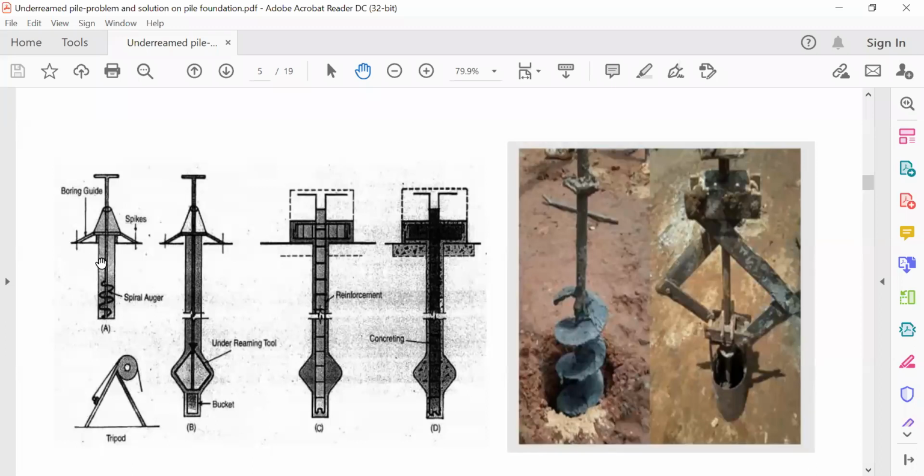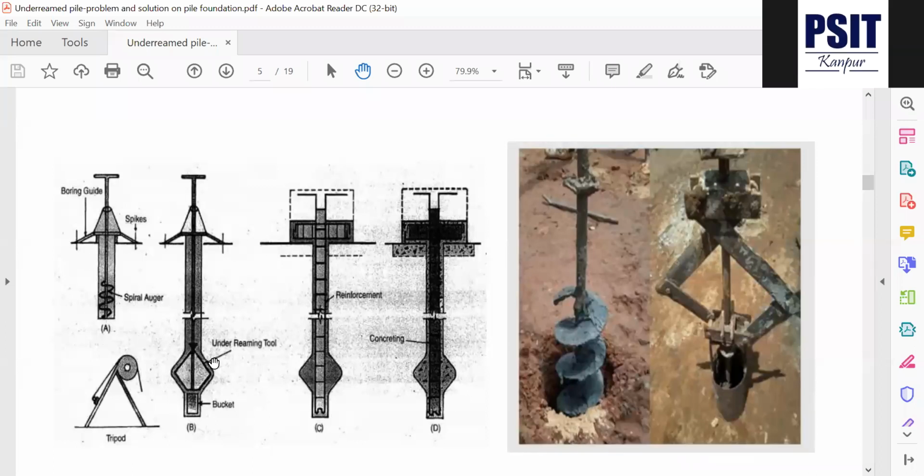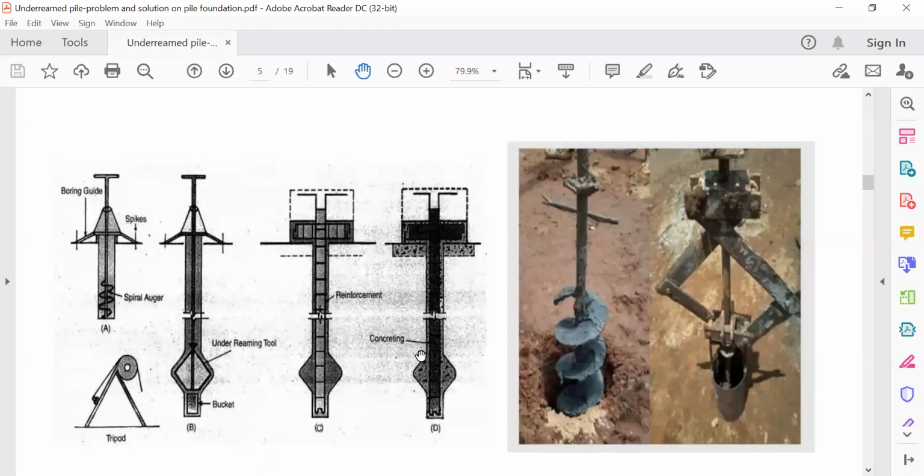So what we have to do, we have to make bore holes up to the required depth, and then the under-reaming tool is there. You can see the under-reaming tools. This is the under-reaming tool.